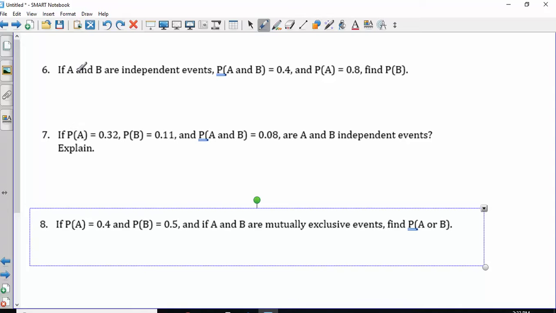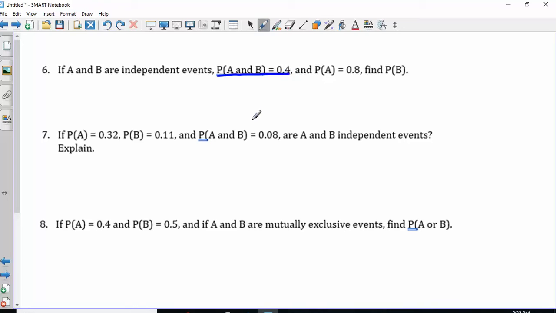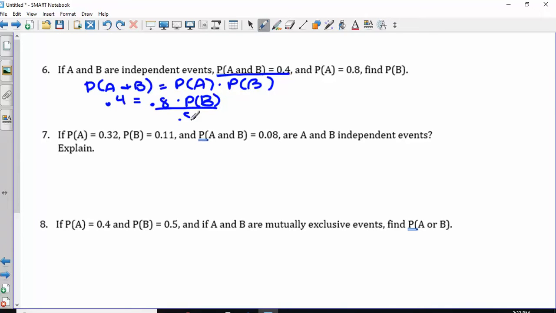Number 6. I'm telling you they're independent. So we have a multiplication rule. We have 2 multiplication rules, 2 formulas. There's one if they're independent, and then a regular one. Since they're independent, you can use the first formula at the top of the second page. The probability of A and B is just probability of A times probability of B. So plug in what we know, by the 0.8. So the probability of B is 0.5.